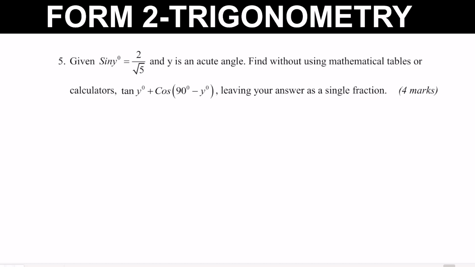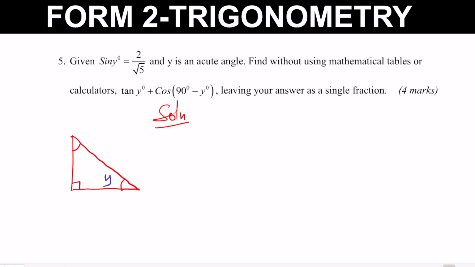So let's begin. We're going to start by drawing a right angle triangle. That is what is going to help us in this question. So I will draw a right angle triangle like that, and we let y be this angle. It can also be the other angle as well. So this is angle y.